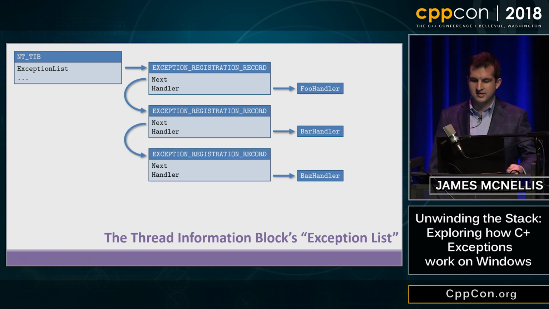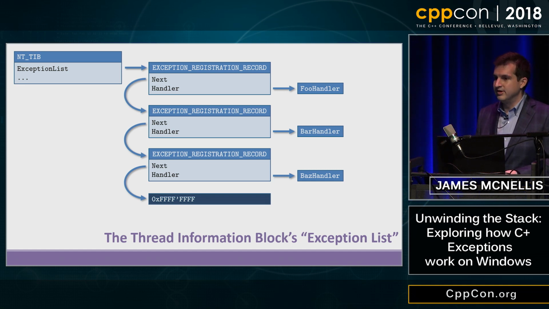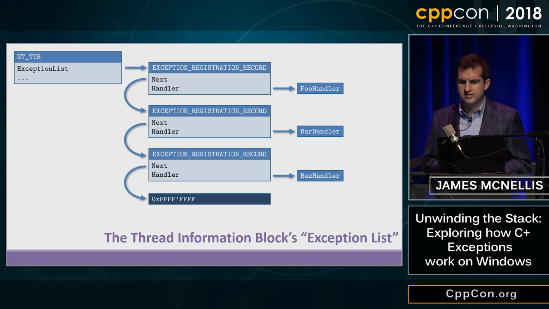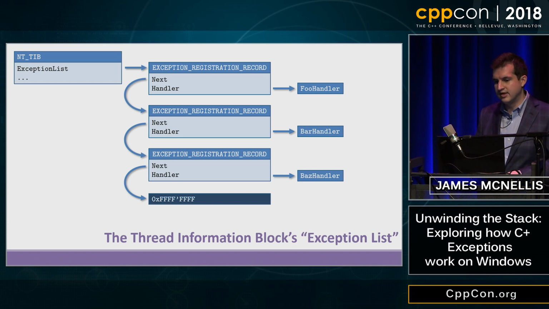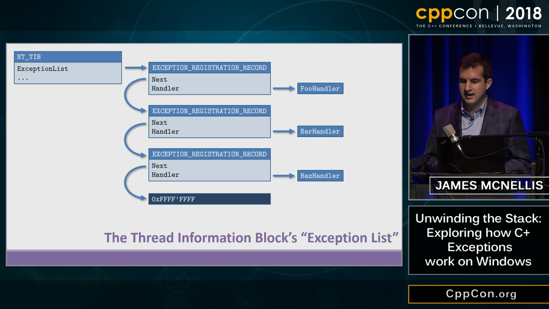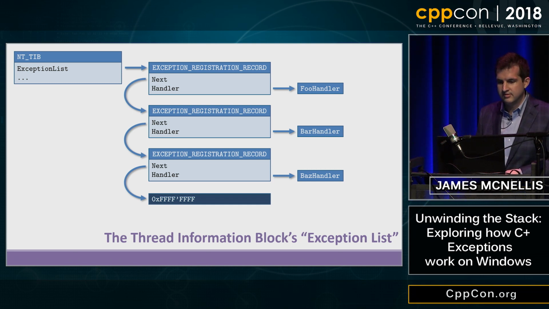Then we have one for the baz handler. And then the end of the list is indicated by a pointer with all bits set. So when the OS wants to notify us of an exception, it will get the exception list for the thread and then iterate over the handlers, asking each handler if it would like to handle the exception. Here, the OS would first call the foo handler, and then if it does not handle the exception, it would move on to the bar handler, and so on until it reaches the end of the list.